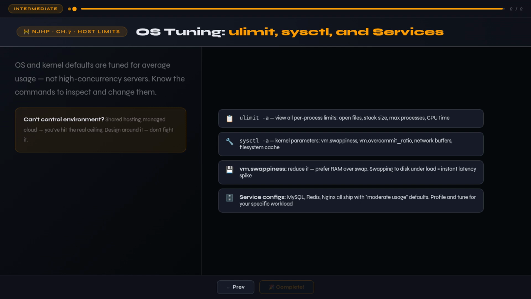Service configuration is equally important. A poorly configured database server can become the bottleneck even when Node.js itself is performing fine. Always check that services like MySQL, Redis, or Nginx are configured for your workload, not the defaults.